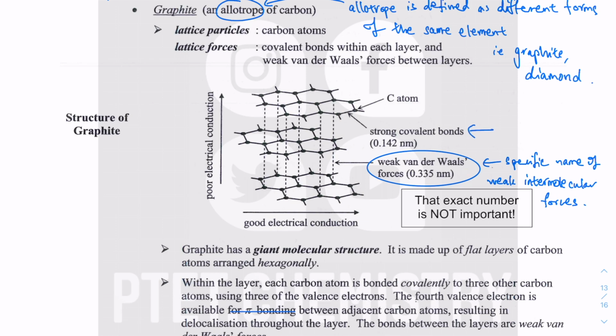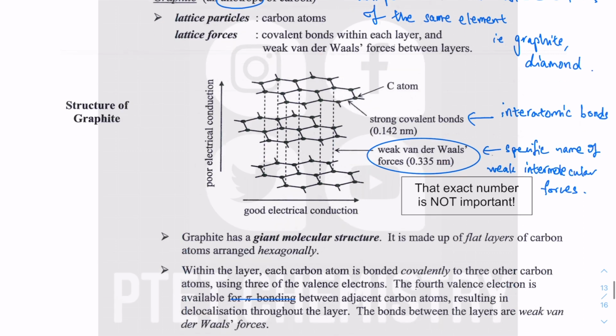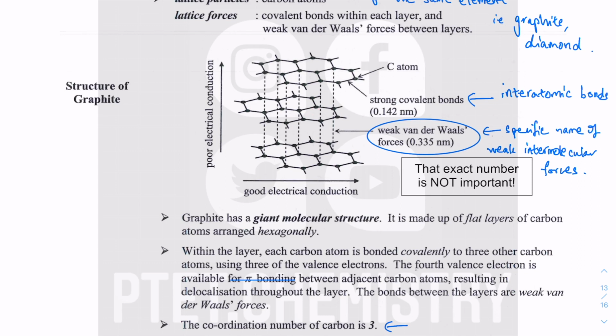So there are 2 different types of bonding present because this is an interatomic bond, between the atoms, whereas the other one is between the molecules, in fact between each layer here. These are the intermolecular forces with van der Waals. Going back to the structure of graphite, each carbon is bonded to 3 other carbon atoms only. So each carbon only uses 3 out of 4 valence electrons for forming covalent bonds.